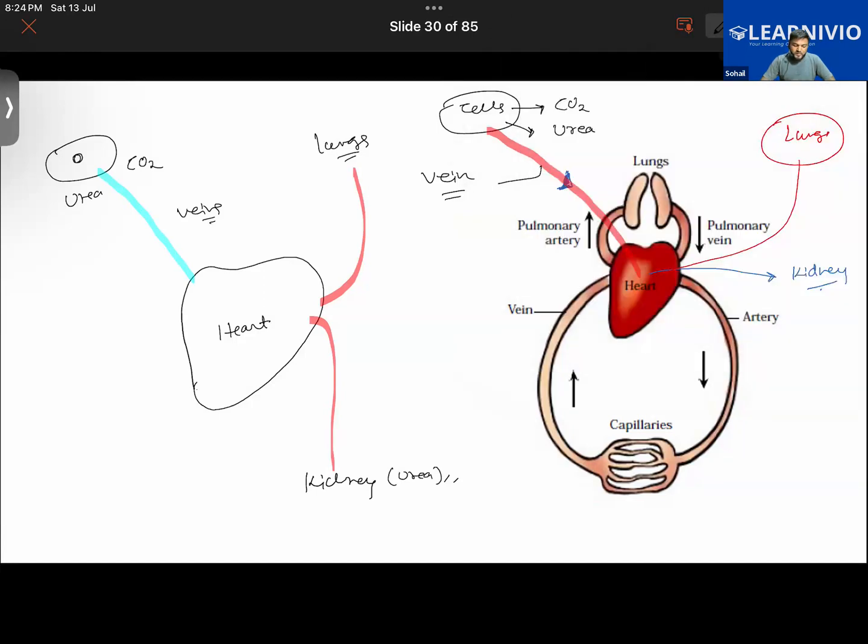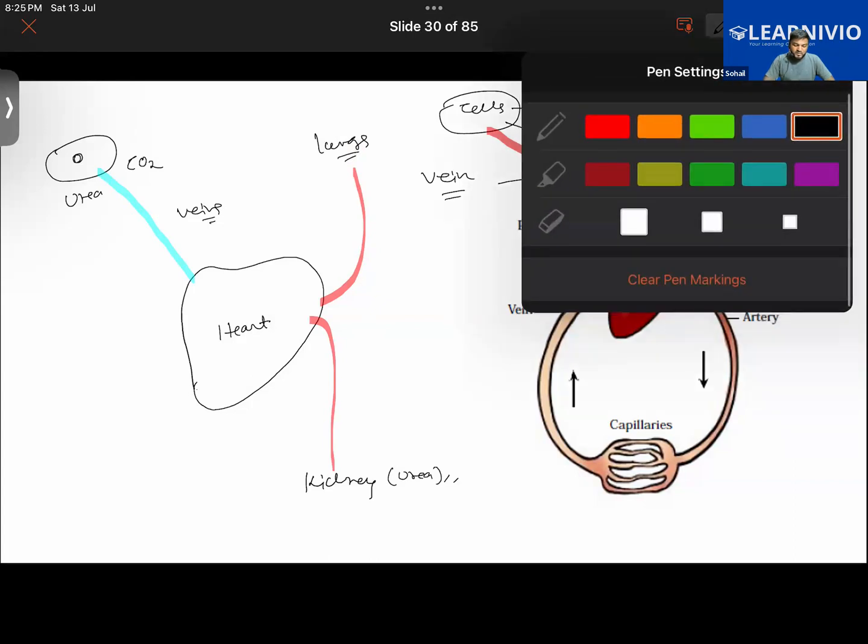So this thing is happening here: waste materials from the cells are being sent by the heart towards the lungs and kidney, where in the kidney urea will be filtered out, and in the lungs carbon dioxide will be filtered out.